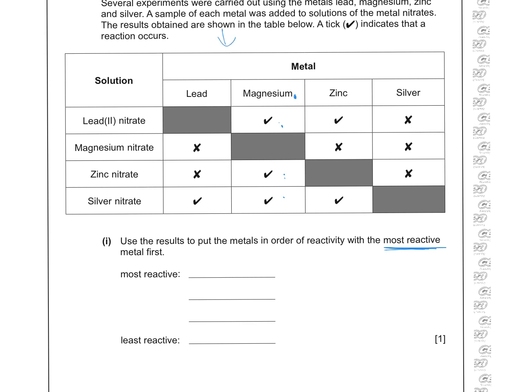Magnesium has 3 ticks. Zinc has 2. Well, as you can see, silver doesn't have any, and the lead has 1. This means that magnesium is the most reactive, then zinc, lead, and finally silver.